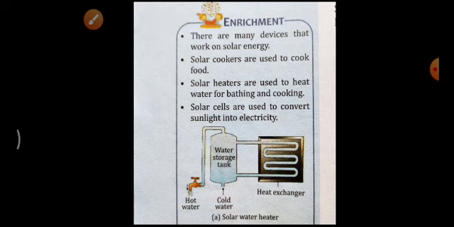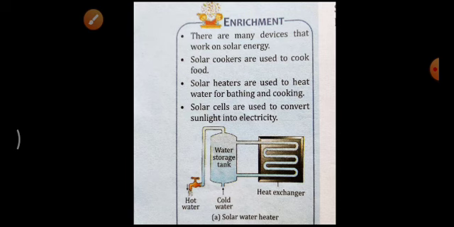See here, one enrichment is given on your page number 52, about the solar water heater, solar cooker, then solar cells. These three appliances get energy from the sun. The first one says there are many devices that work on solar energy. You know that the sun is the ultimate source of energy. The energy we get from the sun is also called radiant energy.